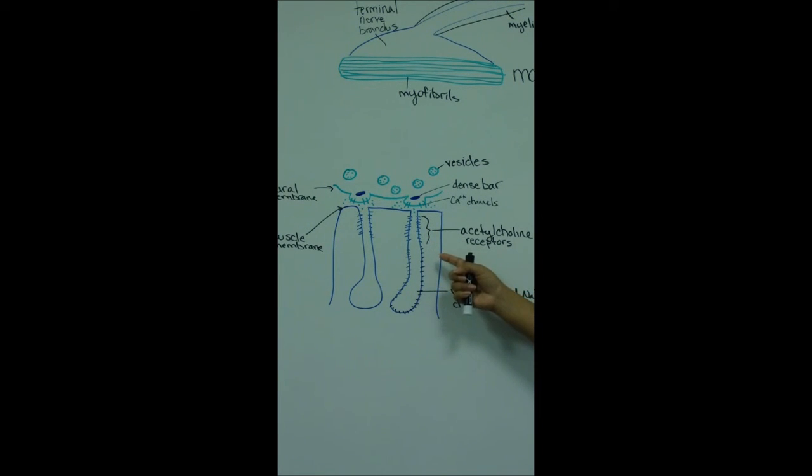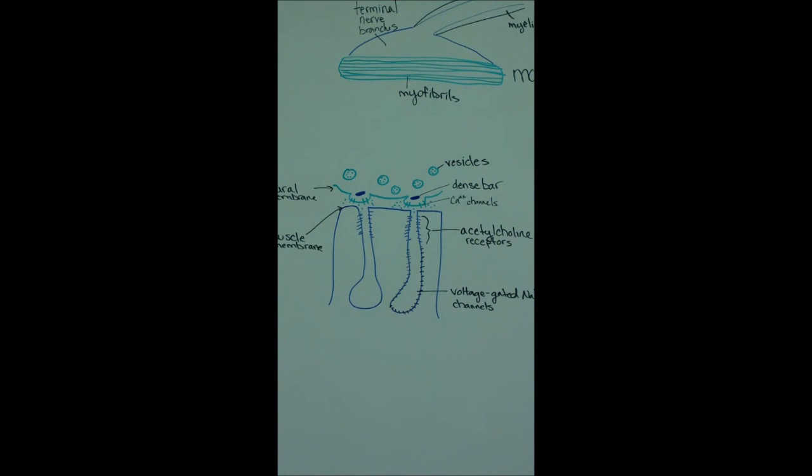The calcium ions draw acetylcholine vesicles to the neural membrane adjacent to these dense bars. So they're going to pass around the dense bars and diffuse into the space. The vesicles then fuse with the neural membrane and empty their acetylcholine in the synaptic space by exocytosis.